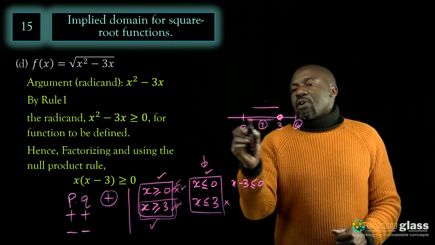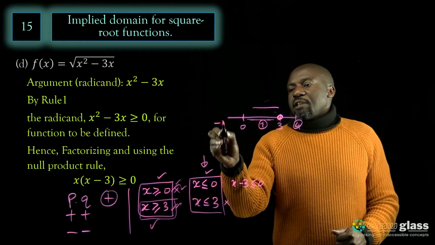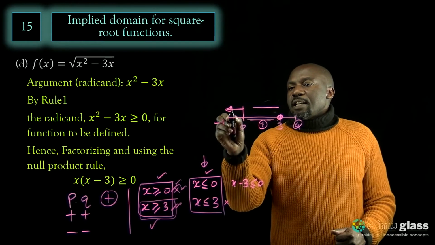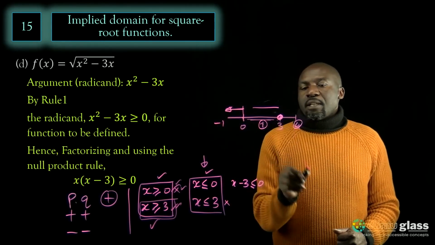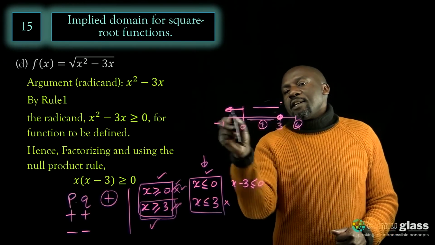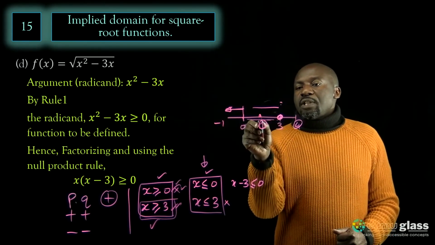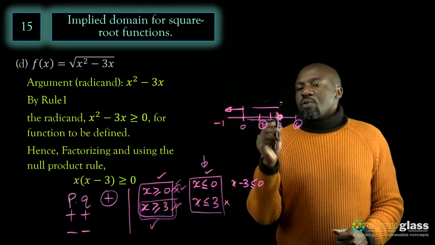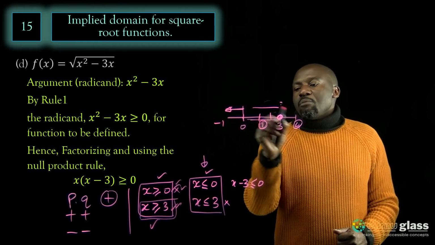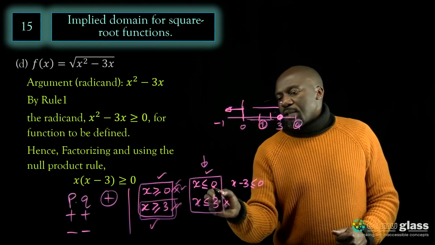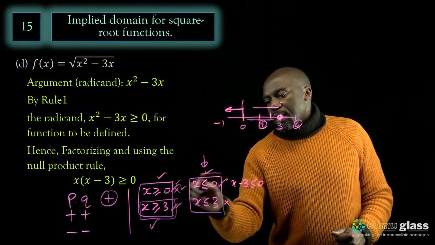If I take a number like -1, a number that is less than 0 is also less than 3. But a number that is less than 3 is not necessarily less than 0. 1, as we have seen, and 2 are less than 3, but they are not less than 0. So we want a number that is less than both 0 and 3, and therefore we go with this one here. So in this case, we go with this side.